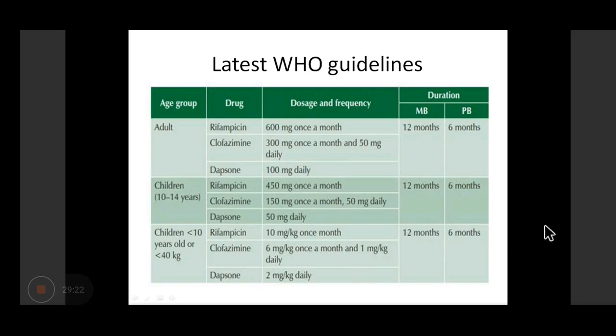So you need to remember this as well. The most important is the first one, the adult one, but these two categories also need to be remembered. So this is the latest recommendation for treatment of leprosy.